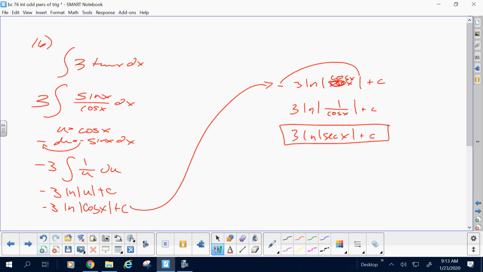Are you with me? All right. Is it wrong to say -3 log cosine? No, it's true, but on a multiple choice test, you would see it that way. Okay. All right. Is 3 still a question?